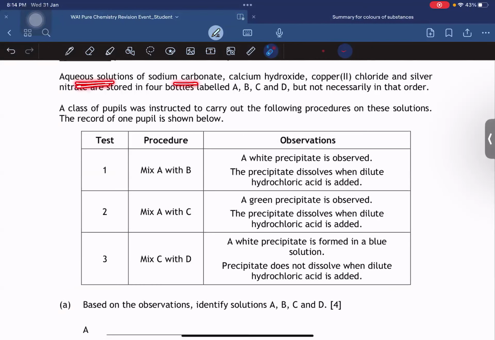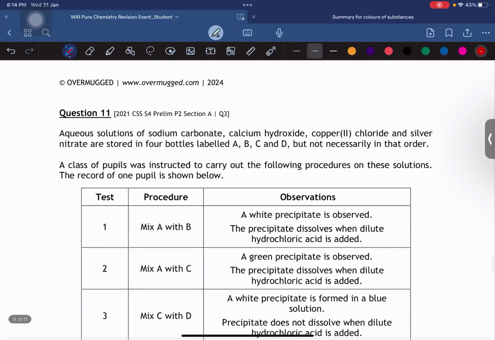Aqueous solution of sodium carbonate. Can we write down all the chemical formulas as we go? What's sodium carbonate's chemical formula? Quick one. Na2CO3. No S, huh? Okay. Na2CO3. Next one. Calcium hydroxide. Just Ca(OH)2. Next. Copper 2 chloride. CuCl2. Silver nitrate. AgNO3, correct. Now they are stored in four bottles labeled A, B, C, D, not necessarily in that order.